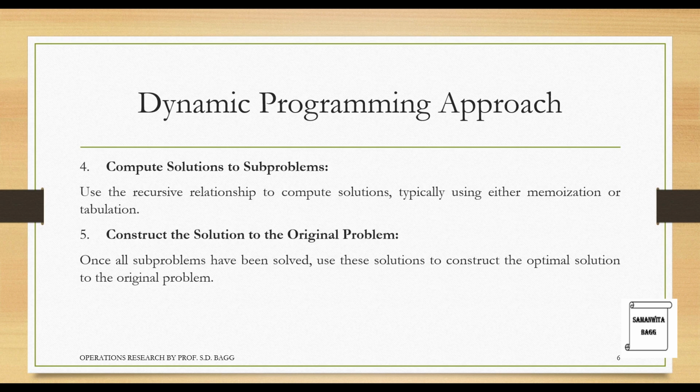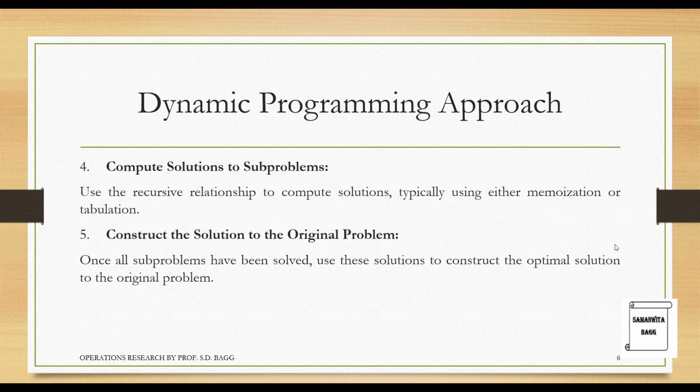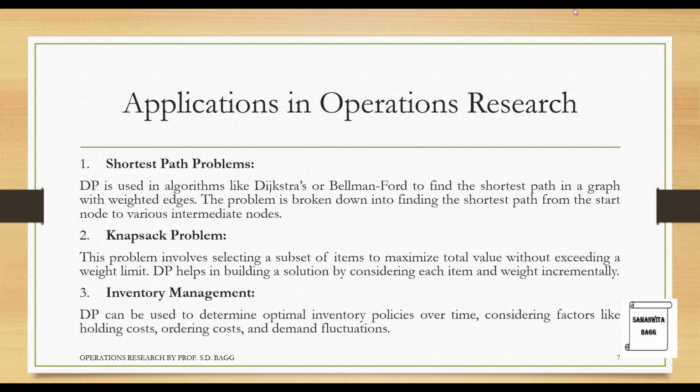Construct the solution to the original problem. Once all subproblems have been solved, use these solutions to construct the optimal solution to the original problem. So once we solve, say, f1(x1) plus f2(x2), you may figure out in the next one what is f2(x2) plus f3(x3), and then finally you will combine f1(x1) plus f2(x2) plus f3(x3). So you have initially solved the smallest subproblems, f1(x1), f2(x2), f3(x3), then you have clubbed them into smaller subproblems again, and then finally you find the entire solution. So that is the approach of dynamic programming.